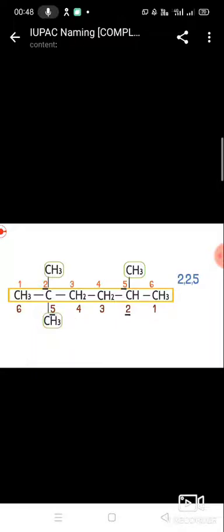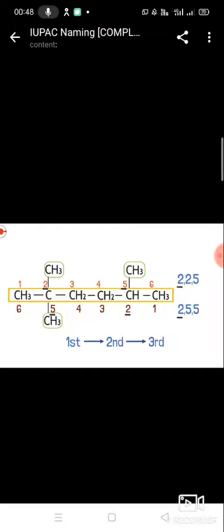So when you are selecting this numbering, you have to add the substituent positions. So first one, 2, 2, 5 is there. Next one, 2, 5, 5 is there. If you add the first one, 9 comes. Next if you add that, 12 comes. So you have to choose this lowest number also. So which one can you select?